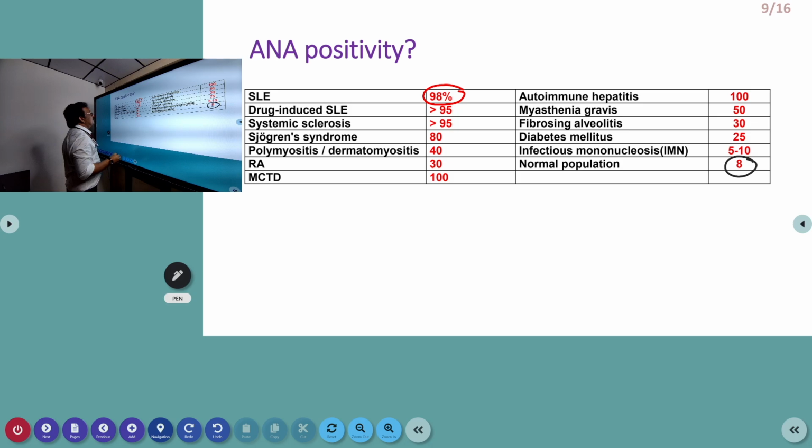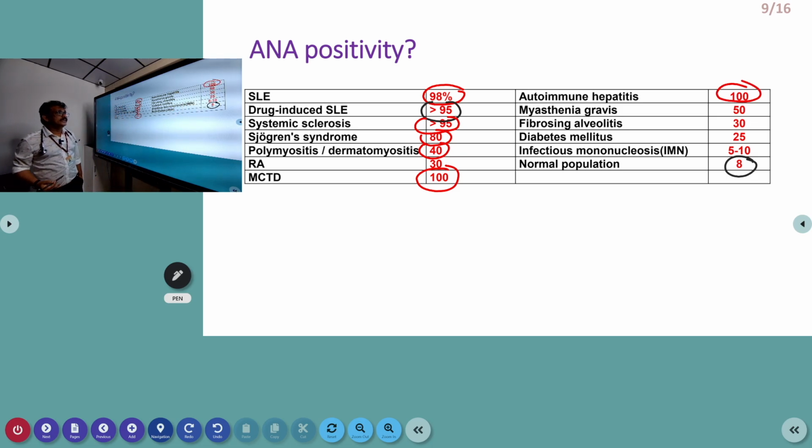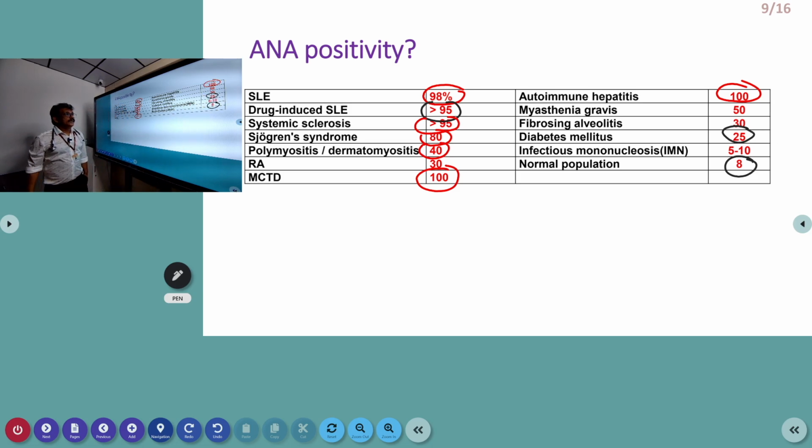It will be positive in 98% of SLE. It will be more than 95% in drug-related SLE. Systemic sclerosis or scleroderma, it will be more than 85%. Sjogren syndrome, 80%. And polymyositis, dermatomyositis, 40%. Mixed connective tissue disorder, that is SLE, rheumatoid arthritis, or systemic sclerosis overlap, that will be 100%. In autoimmune hepatitis also you can get 100% ANA positive. So ANA positivity doesn't mean that this patient has SLE. Even in diabetes mellitus you can get 25% ANA positivity.